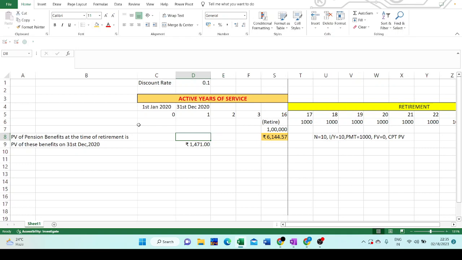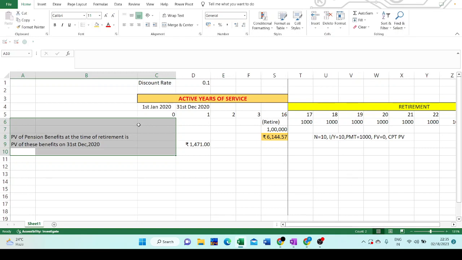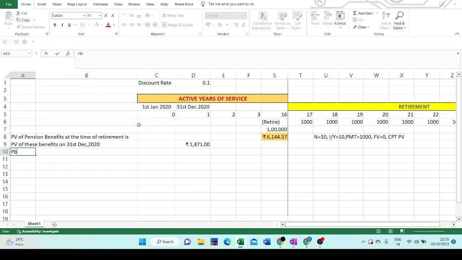Okay. So, this is the present value of future liability, right? This is the present value of the future benefits that we need to pay to our employees, right? And this is known as PBO. This 1471 is my PBO on 31st December 2020. PBO stands for projected benefit obligation.